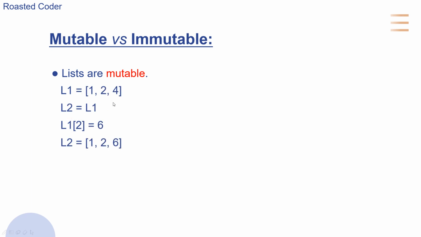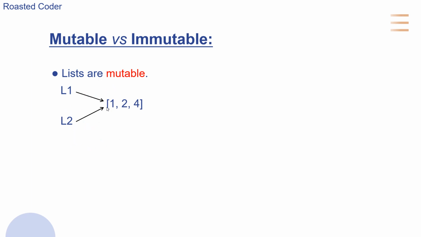Like if you saw in the previous slide, we are assigning L2 equals to L1, so it's pointing to the memory location where L1 was pointing. So if we change any element in this list, then both lists will be changed.